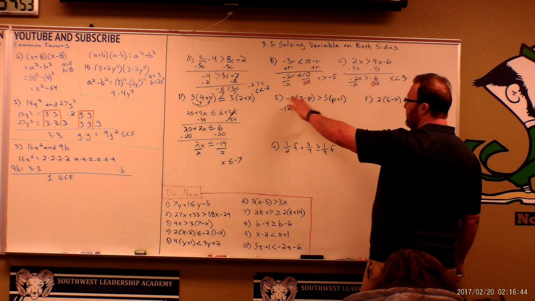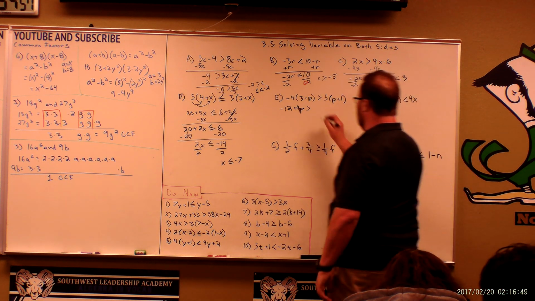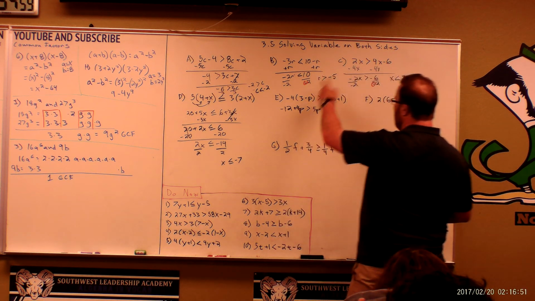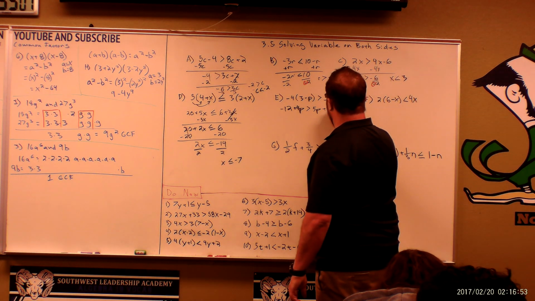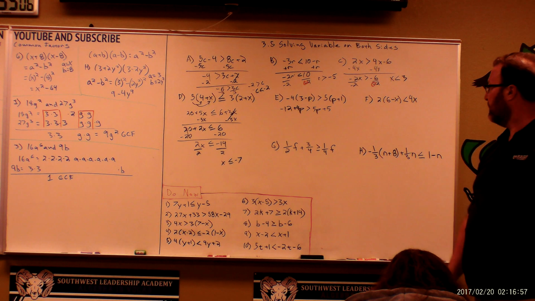Okay, are we done with this side? We are. Now let's go finish this one. What's 5 times P? Good. And what's 5 times 1? Plus 5. Okay, we have variables and numbers on both sides, right?